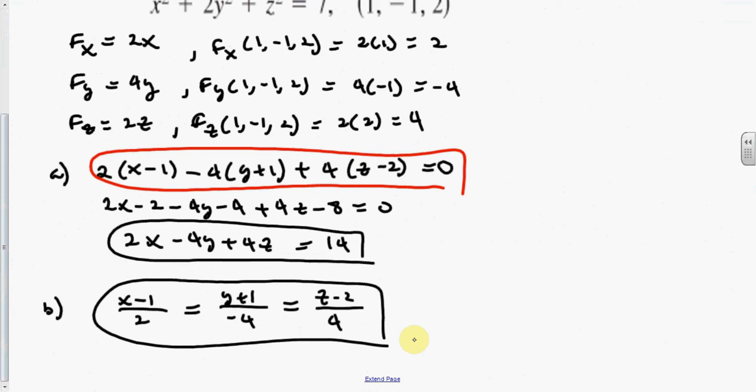So working the problems in this section is a whole lot easier. The first one is called the equation of the tangent plane, and the next one is called the symmetric equations for the normal line.